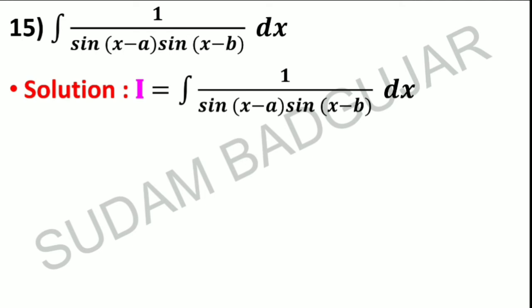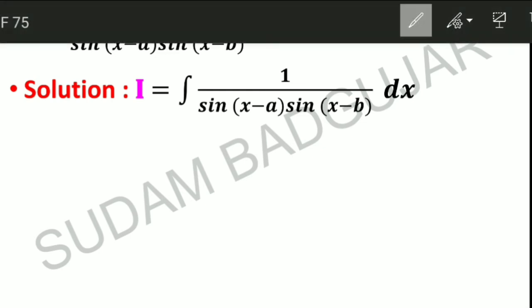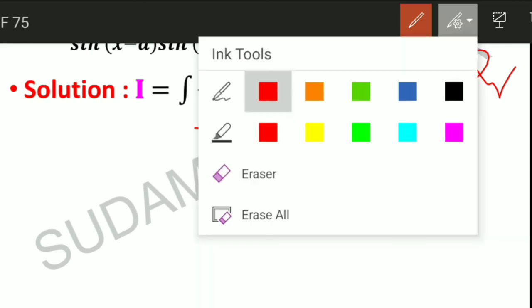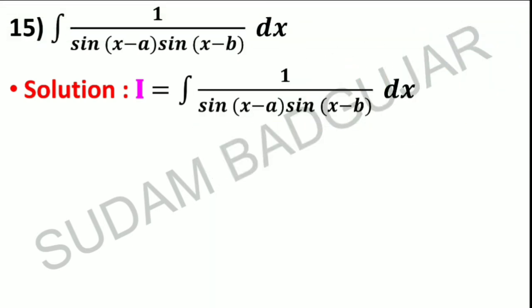Previously it was sine upon cos, sine upon cos, cos upon sine, but here it is 1 upon sine. But you have to express 1 in terms of sine form. Whatever it may be, you have to express the numerator in terms of the denominator, but 1 is there. Okay, this is an important type.